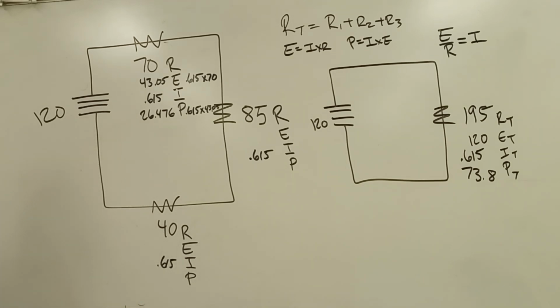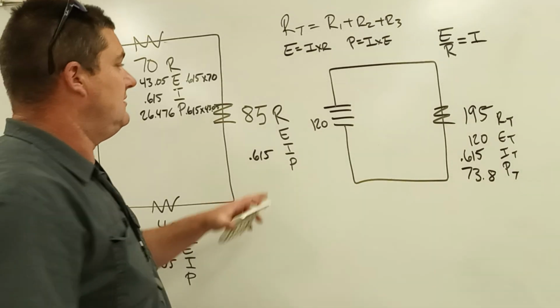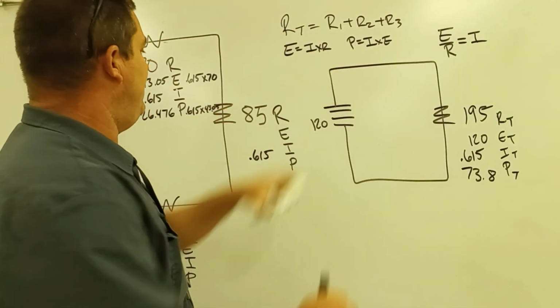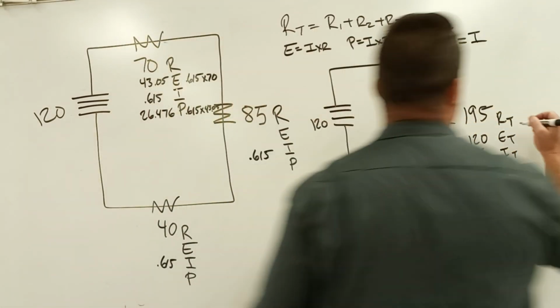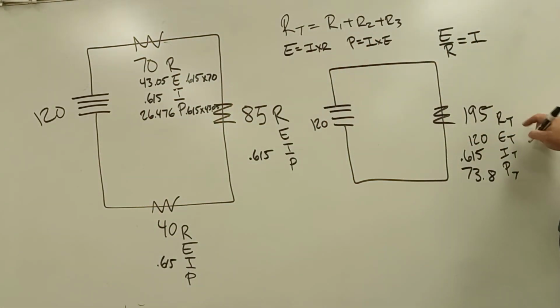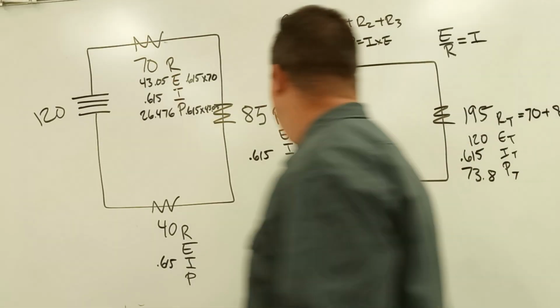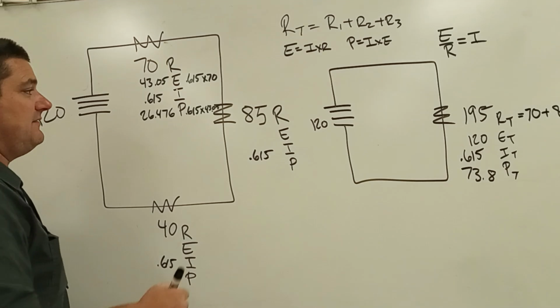Yes, sir. Could you write the math on the simple form? On which one? The simple form, where you got 195? How I got to the 195? It's right here. So your RT equals R1 of 70 plus 85 plus 40 equals the 195. Okay. Good catch. Thank you. I want to try to get as much of how I got it up here so that way you can study outside of here.